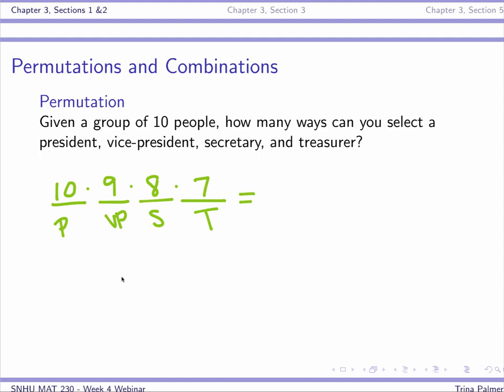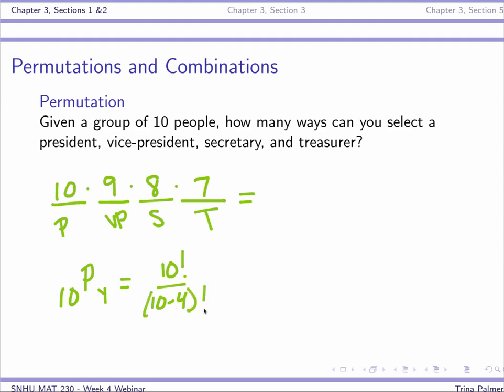The other way is when the order matters, so in other words the positions have meaning, it's called a permutation. And the formula, so we have 10 people and we want permutations of 4 of them, is 10 factorial divided by 10 minus 4 factorial.